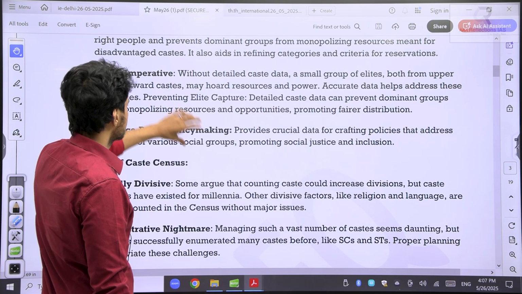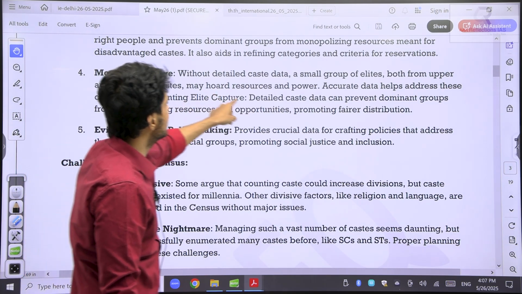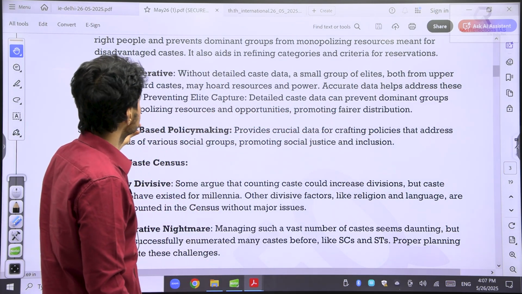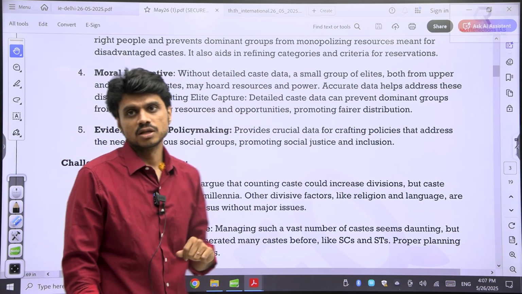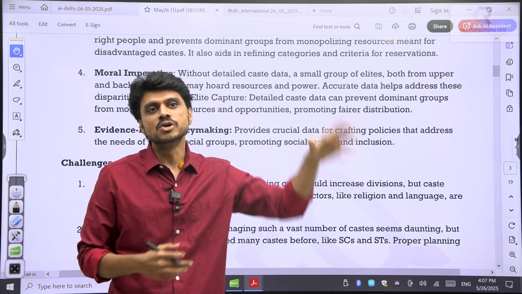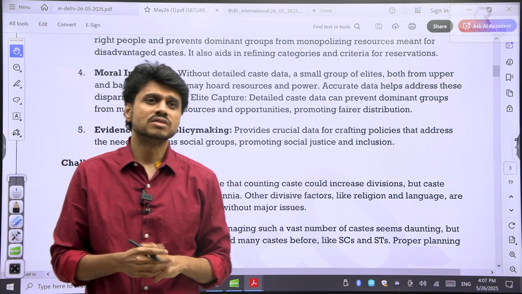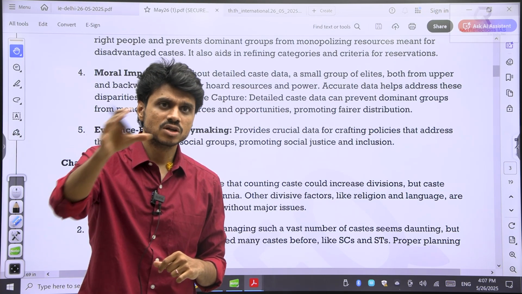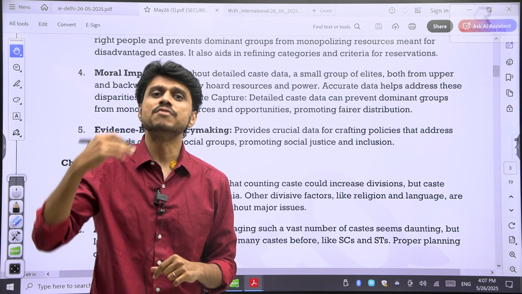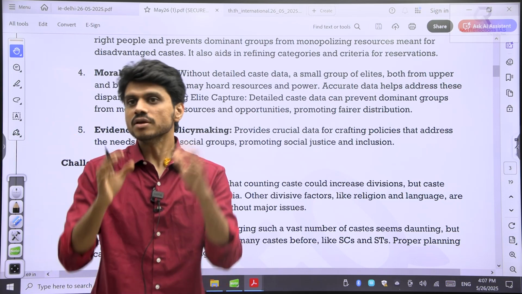And these were the things I was talking about: evidence-based policy making, social justice, preventing elite capture. Detailed caste data can prevent dominant groups from monopolizing resources and opportunities. So if a particular community is not getting benefits or has a high incidence of poverty, then the government can take certain measures to target that particular community. This is what we are talking about, evidence-based policy making. This is what I meant when I say social justice.